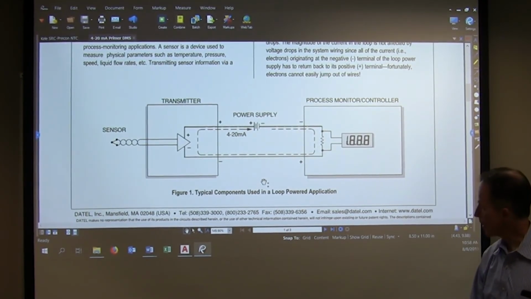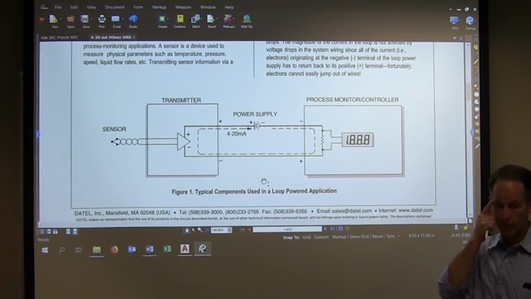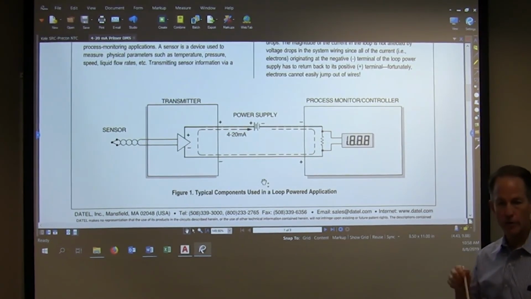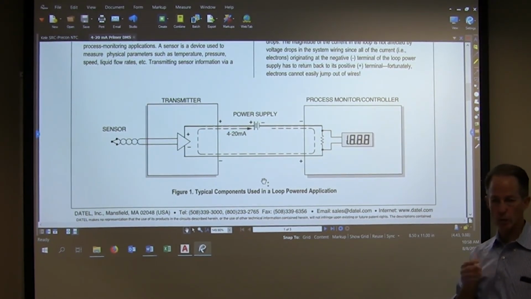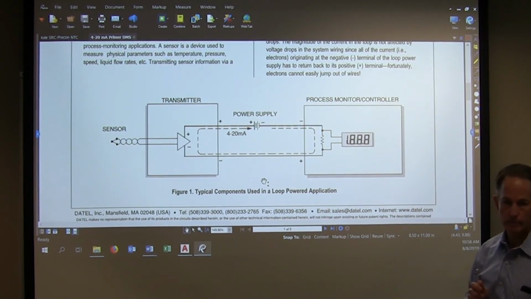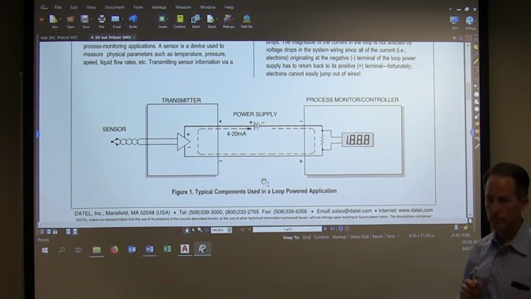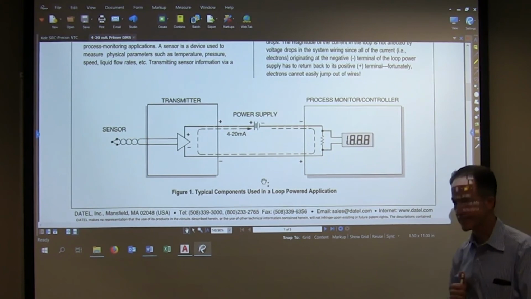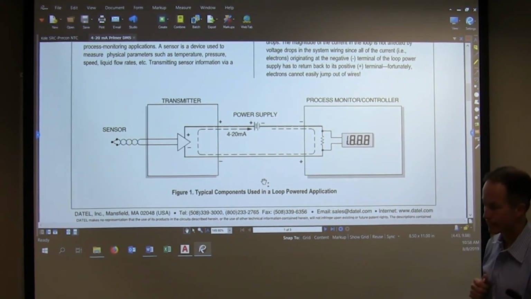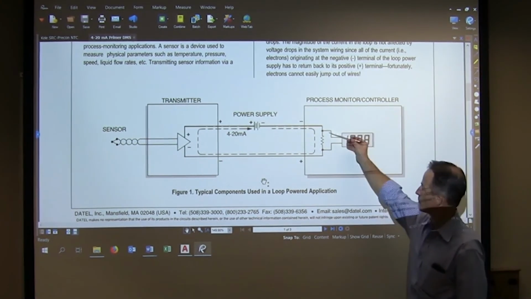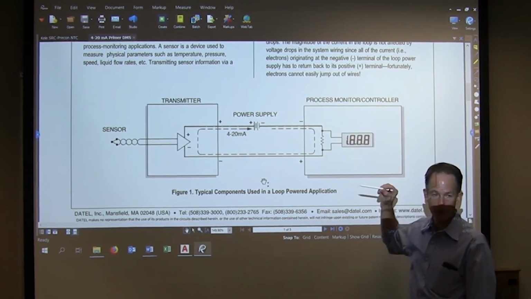So, how do we measure this? Real quick, because we're getting close on time. How do we measure a milliamp signal or troubleshoot it? 2 ways. Okay, give us one. Measure the voltage drop across that resistor. Okay, so we mentioned that before, and you can do a voltage drop there. If I can't do that, what are my options?